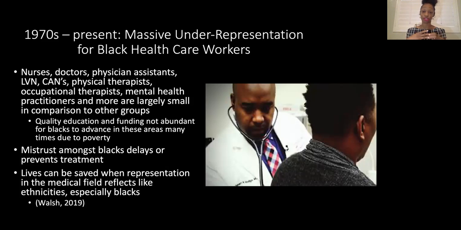Because we've been trying to survive for all of these years, there hasn't been a lot of time to focus or give credence to this aspect of health, this dimension of health, emotional, psychological wellness, which actually has a direct impact on our physical health. And so it's very important that we include mental health practitioners, psychiatrists, and psychologists in this assessment and this timeline of underrepresented Black healthcare workers.